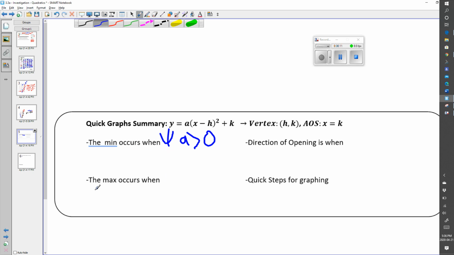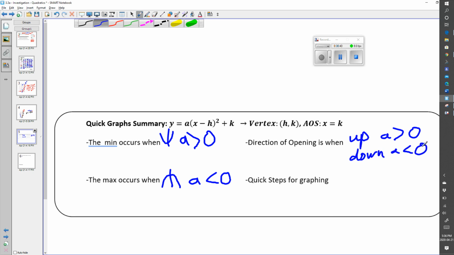Now, the maximum occurs when our graph looks like this. I always tend to draw it in my head. And then I say, well, our a value is negative. It's a negative graph. It's sad. Now let's talk about the direction of opening. The direction of opening is up if a is greater than 0. And it's down if a is less than 0.